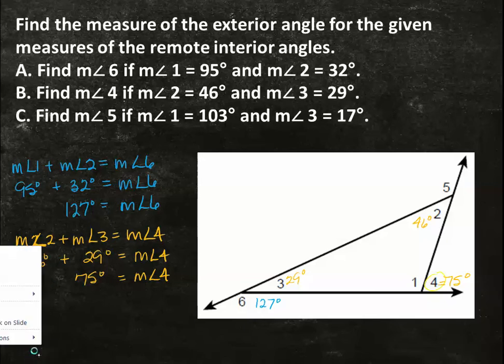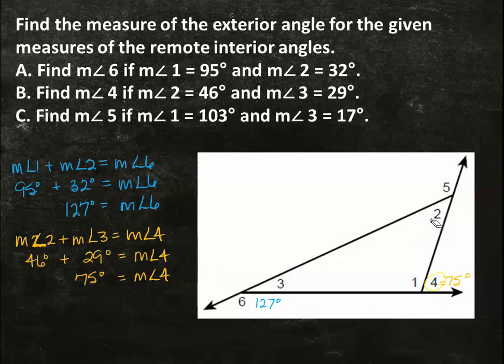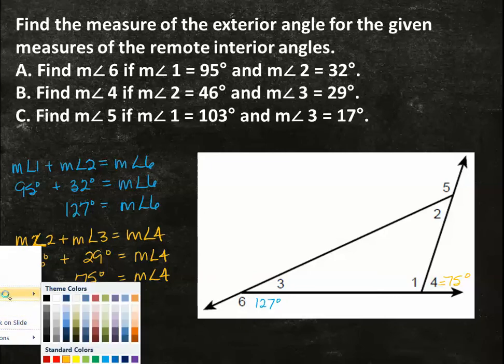Okay, let me erase that so it doesn't get confusing when I'm looking for my next problem. Let me find a color that's going to show up on white and black. Oh, purple won't show up on black. Let's use this green here.